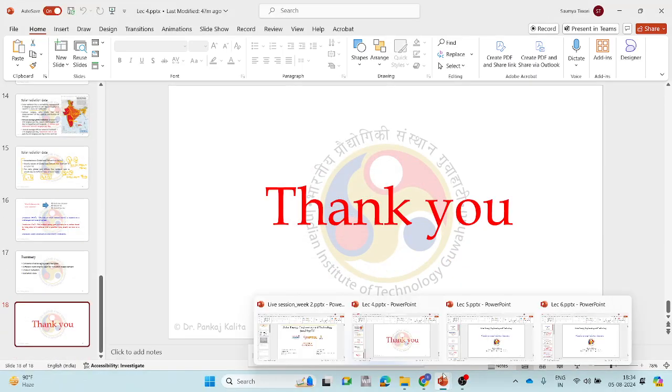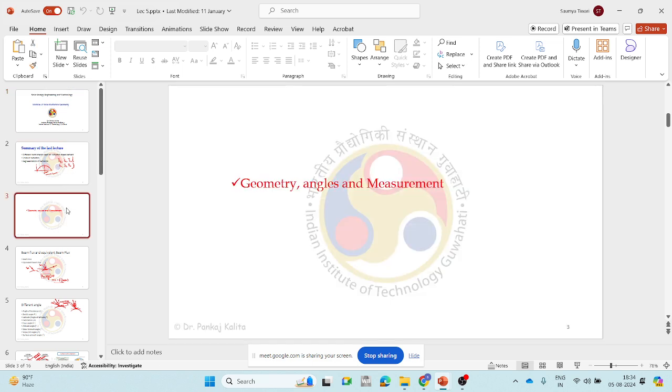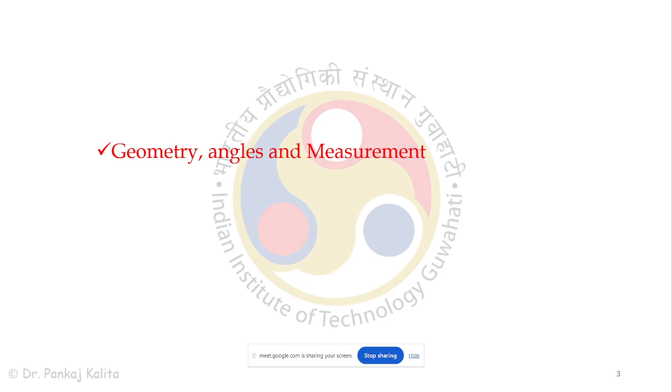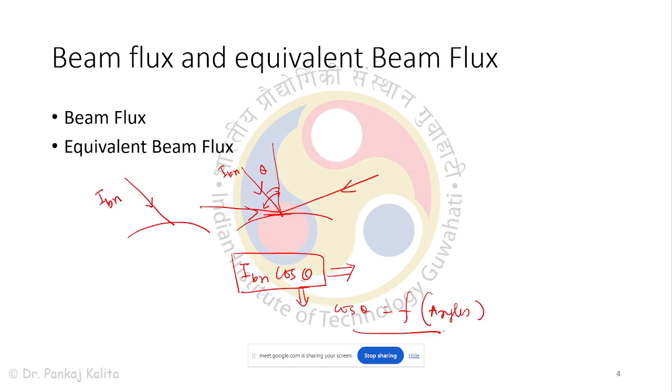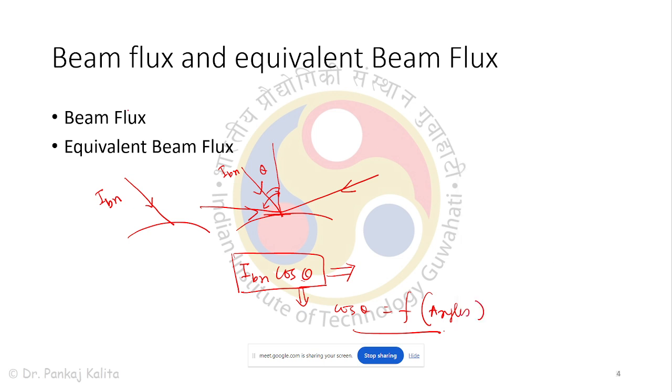Okay, so that was lecture 4, and this is lecture 5. In lecture 5, sir basically discusses geometry, angles, and measurement. So okay, beam flux is coming at some angle, right? So, beam flux and equivalent beam flux.